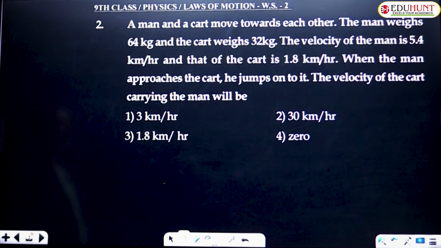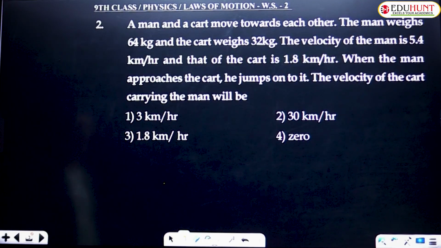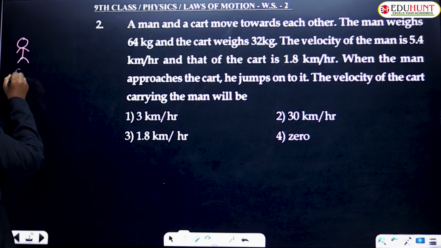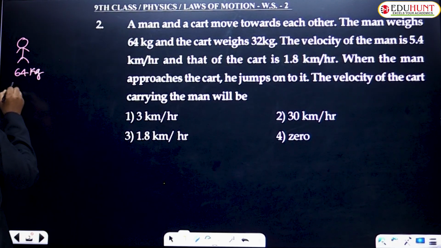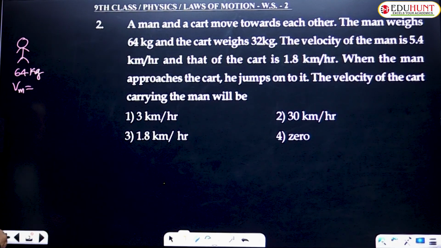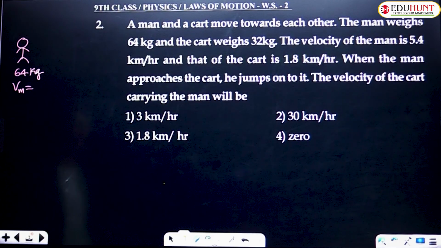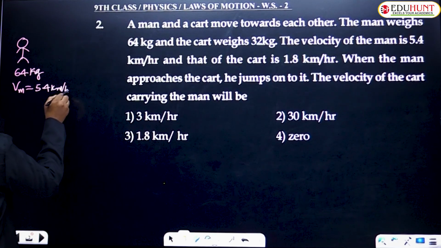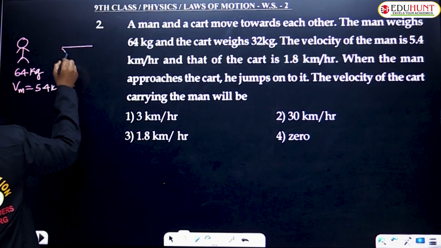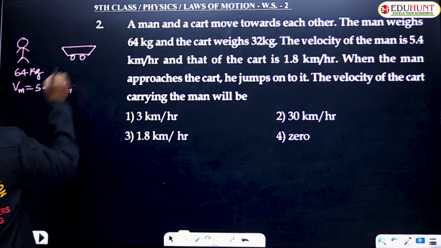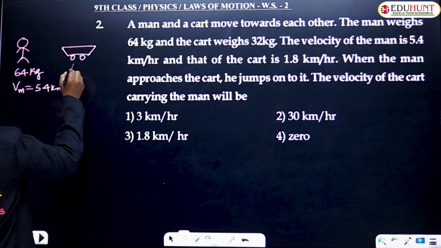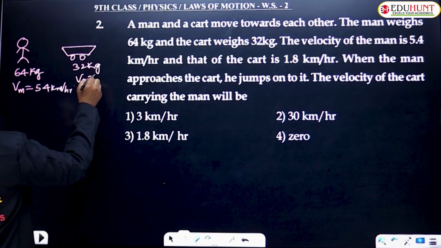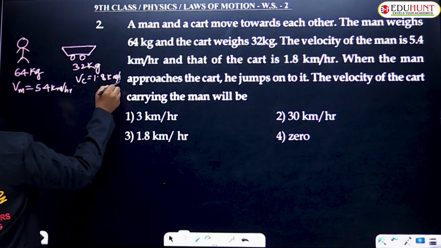So when the man approaches the cart, he jumps onto it. The velocity of the cart carrying the man will be? So what is given, children? Here the man is given whose mass is 64 kg and the speed of the man, which we write as Vm, is given as 5.4 km per hour. That's it. This is what is given. And what else is given? A cart is also given. This cart is also moving, whose weight is 32 kg and the speed of the cart is given as 1.8 km per hour. So this is your given data.